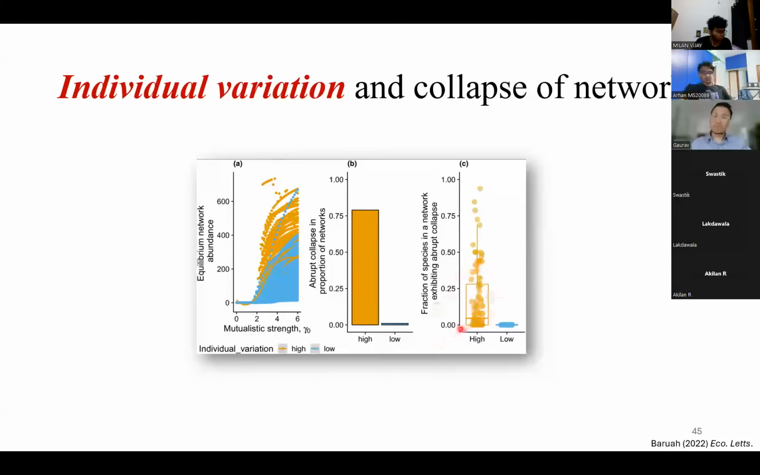And we also see that a large number of species in such networks, when they have high variation, exhibit sudden collapses compared to when low. So what we observed previously is that individual variation promotes feasibility and stability in such networks on one hand, but on the other hand, it also promotes sudden collapses.